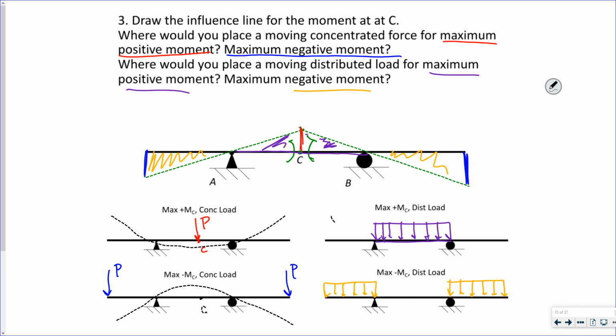Similarly, I'm gonna have some type of happy positive moment if I apply a distributed load between the two supports, and sad negative moment if I apply it on the two cantilevers.